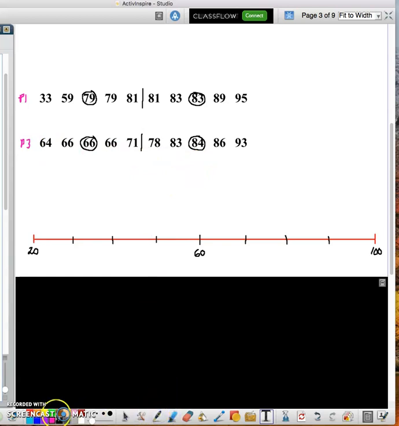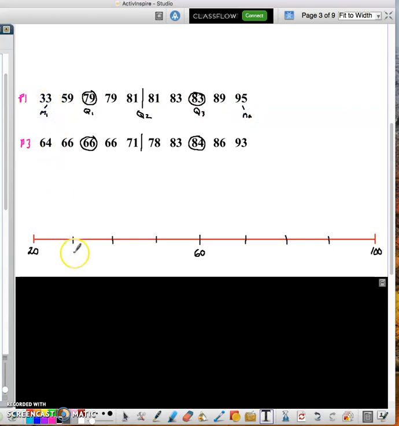I've already kind of cut it up a little bit. So here's my quartile 1. Here's my quartile 2, which is 81. It's right in between. The average of 81 and 81 is 81. Here's quartile 3. Here's my max. Here's my min.